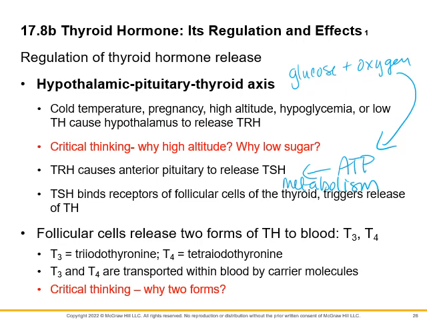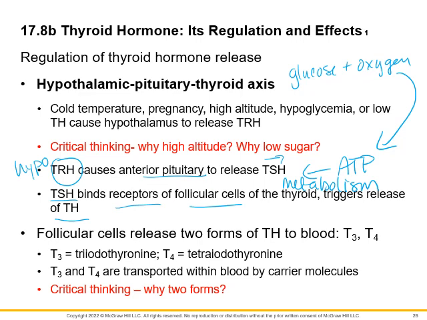So TRH causes the anterior pituitary to release TSH. So remember, this comes from the hypothalamus. It's going to trigger the anterior pituitary to release more TSH. The TSH is going to bind to receptors of the follicular cell, and it's going to trigger more T3 and T4 thyroid hormone to be released.